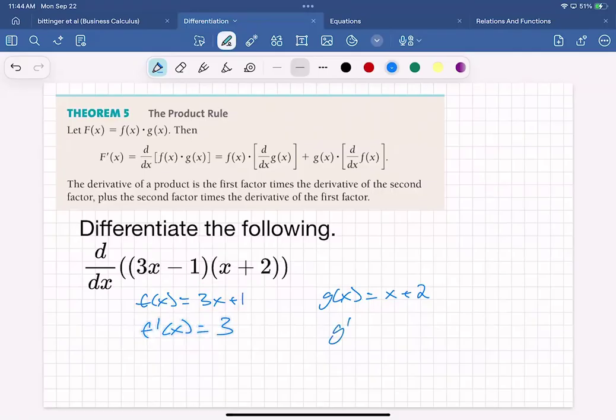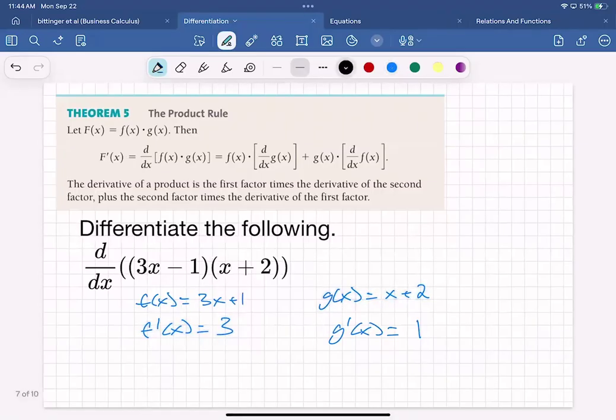What's the derivative of x plus 2 then? Just 1, right? So it'll work out nicely. The key now is to remember, hey, it's going to be first times the derivative of the second plus the second times the derivative of the first. So whenever I go through the product rule, that's what I'm going to use to help remember. Hey, first times the derivative of the second plus second times the derivative of the first.